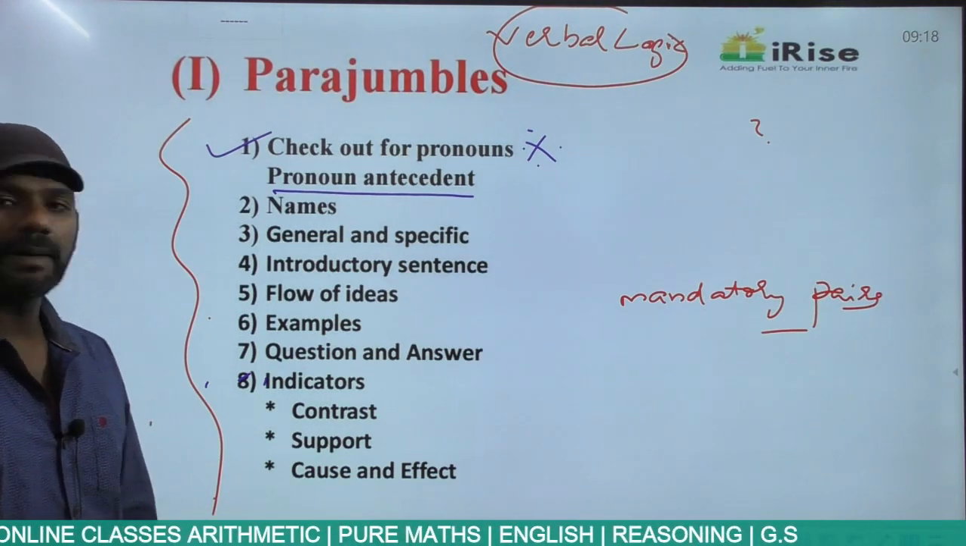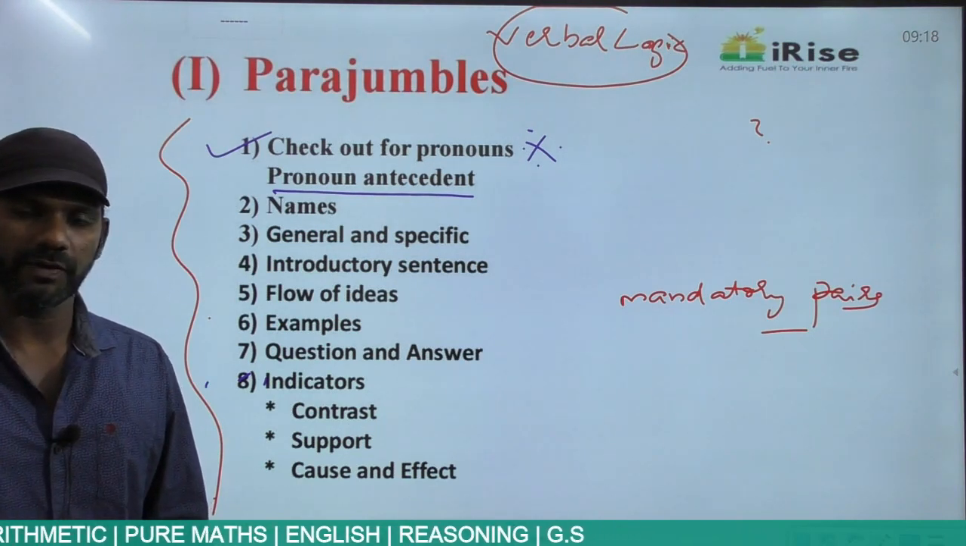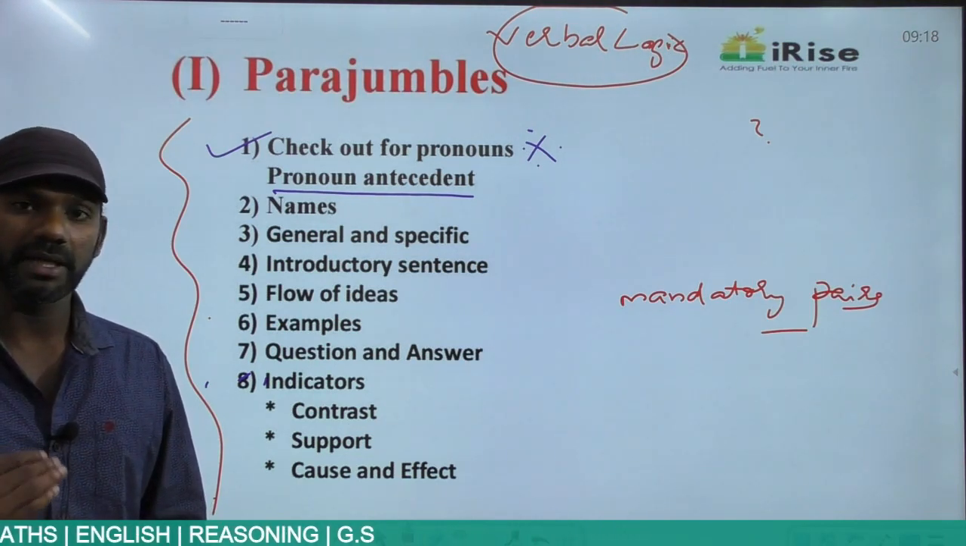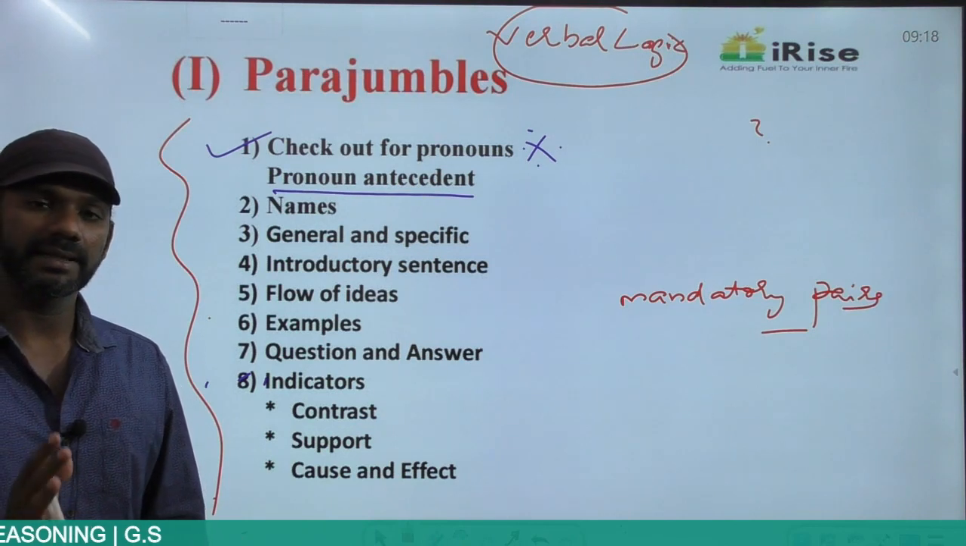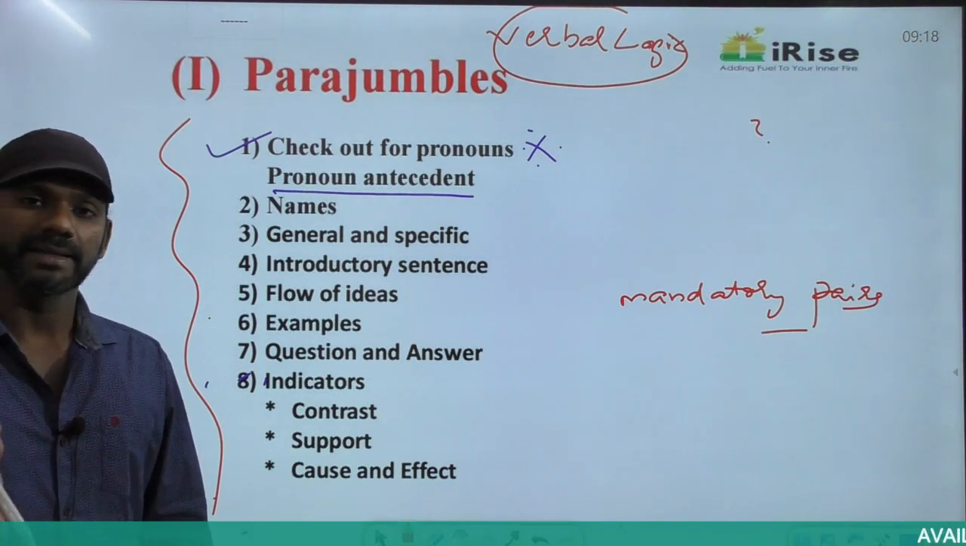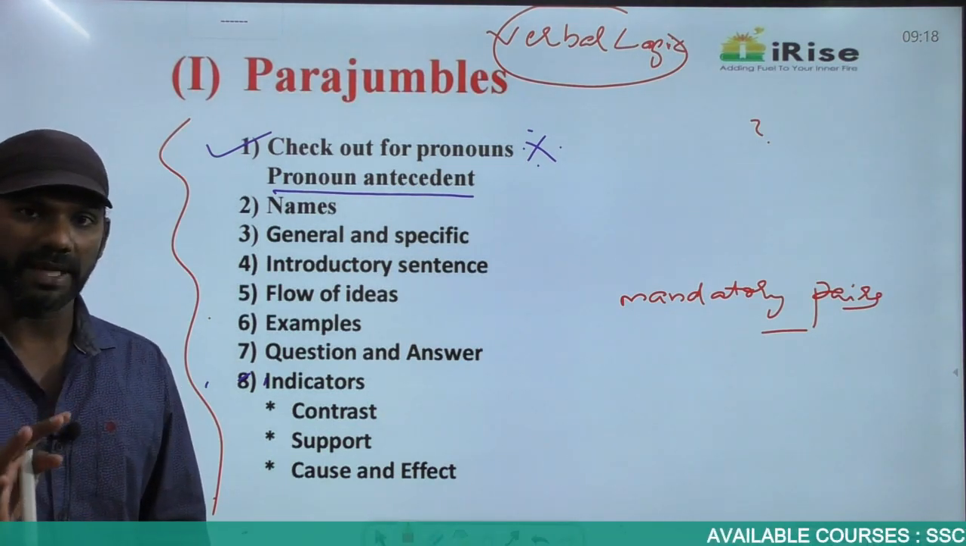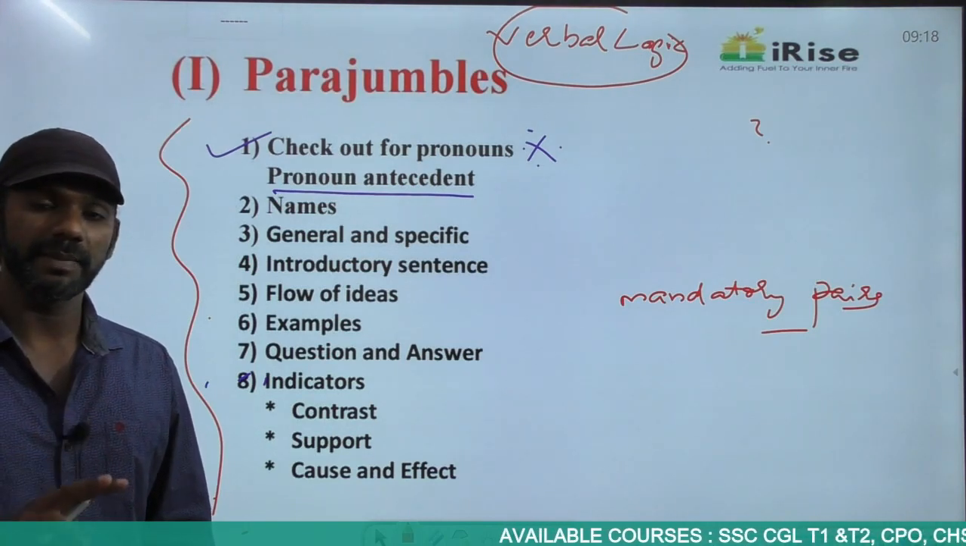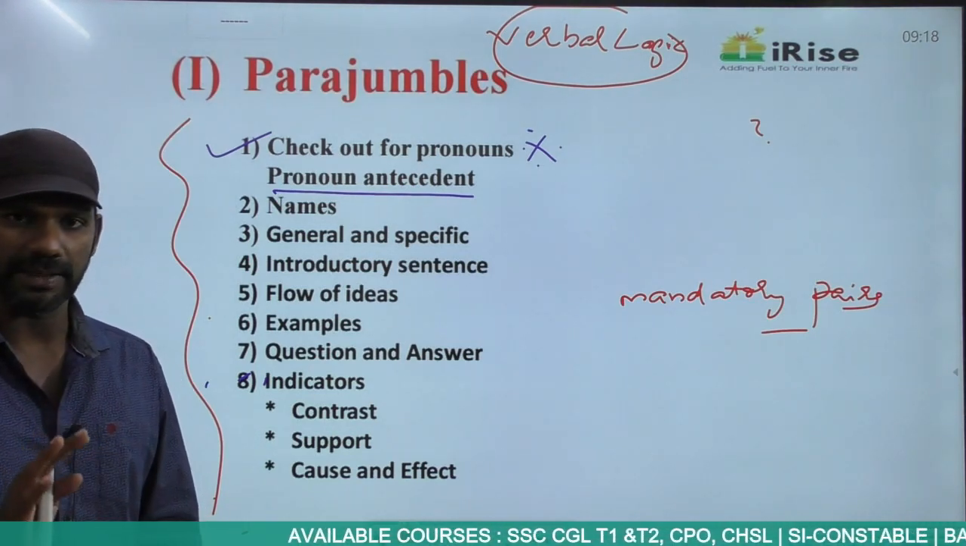Examples: an example cannot start a paragraph. An example always supports the statement coming immediately before it. The sentence that is getting support by an example and the sentence that is the example must come together, a mandatory pair. Those two sentences will contain mention about the same word or the same idea.